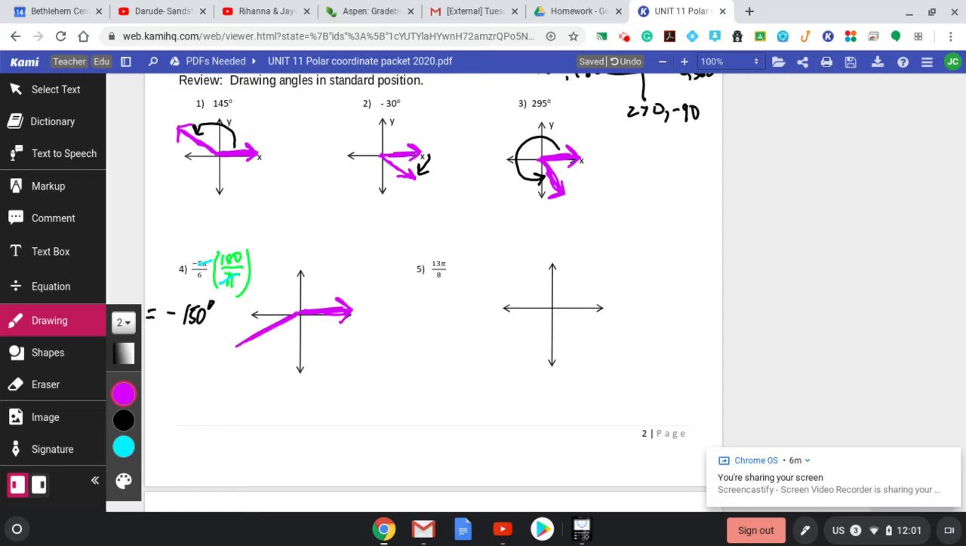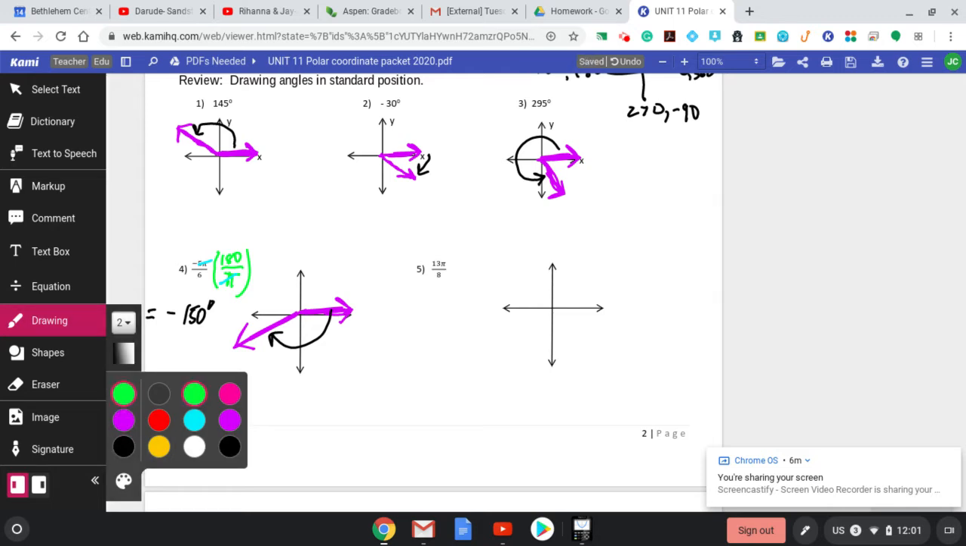So that's what we'll do right here. And make sure my rotation arrow is going clockwise. All right, same thing. Number 5, 13 pi over 8. Times 180 over pi. Pi's are gone. Now I'm doing 13 times 180 divided by 8. So you can do that right in your calculators. And that should end up being, we got a little decimal action here, 292.5 degrees.